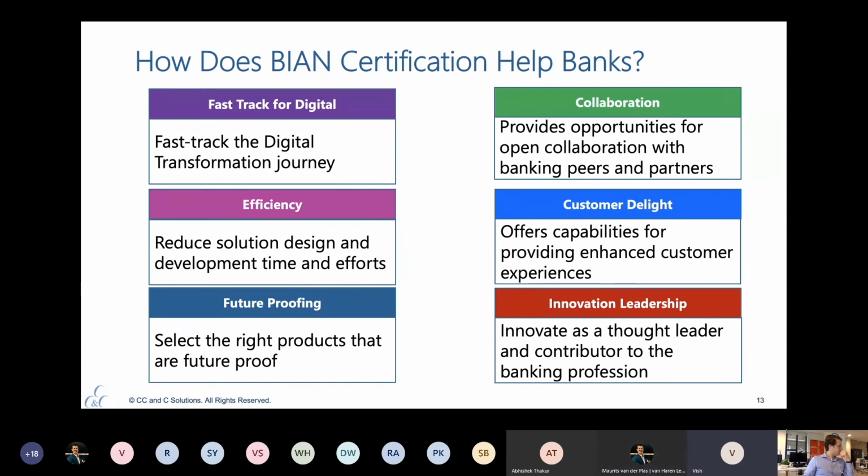So BIAN certification provides the professionals working within the bank the knowledge to select the right type of products that will be future-proof. It provides opportunities for collaboration between the banks, partners, peers, and also customers. And it gives them the opportunity to provide better, enhanced customer experiences and, of course, innovative thought leadership. You can do it with any kind of best practices, but having something like BIAN and getting certified provides a kind of certainty that the people working in solution provision, internal development of systems, as well as customer service, are all following a standard. They are on the same page.